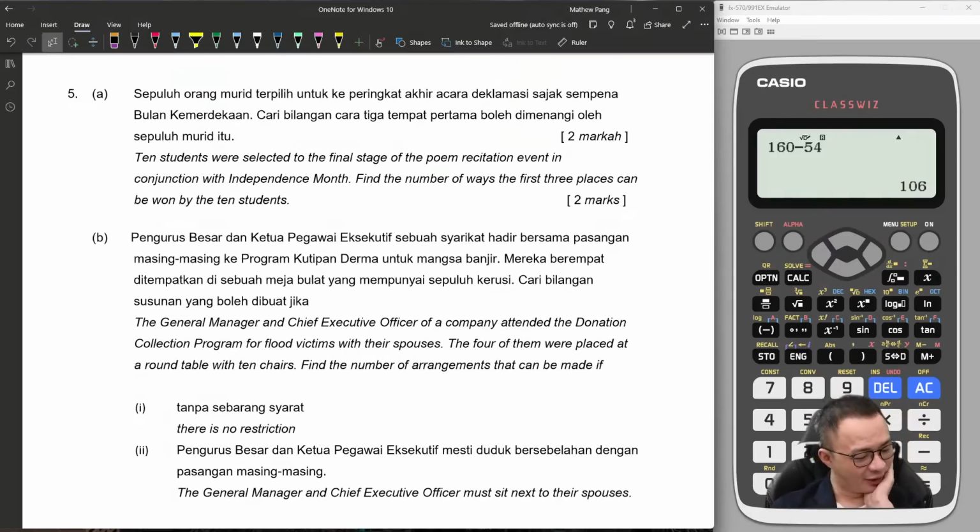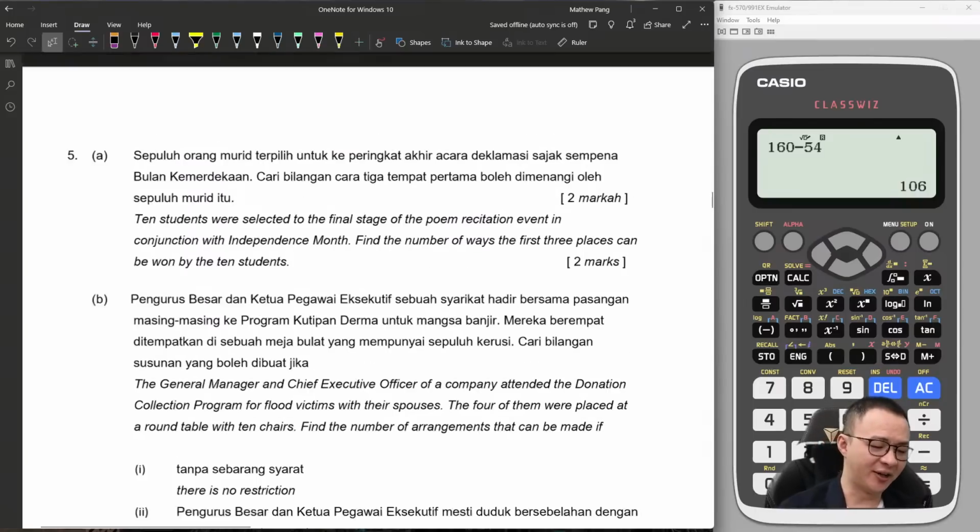Alright, this is what I don't like. Permutation. 10 students were selected to the final stage of a poem recitation event in conjunction with Independence Month. Find the number of ways the first three places can be won by the 10 students. So yeah, this one should be fine.